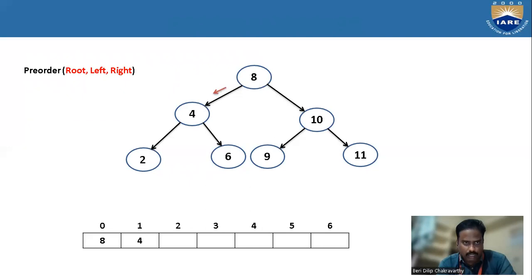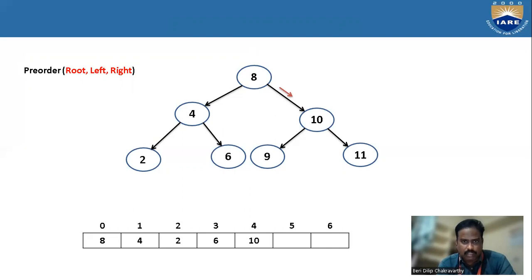Then I move to the left. For the left subtree, again there is left, root, right. So we'll be getting 4, then to the left 2, and then 6. So the whole left part of the tree is complete. Now we'll go to the right. For the right, again it is root, left, right.